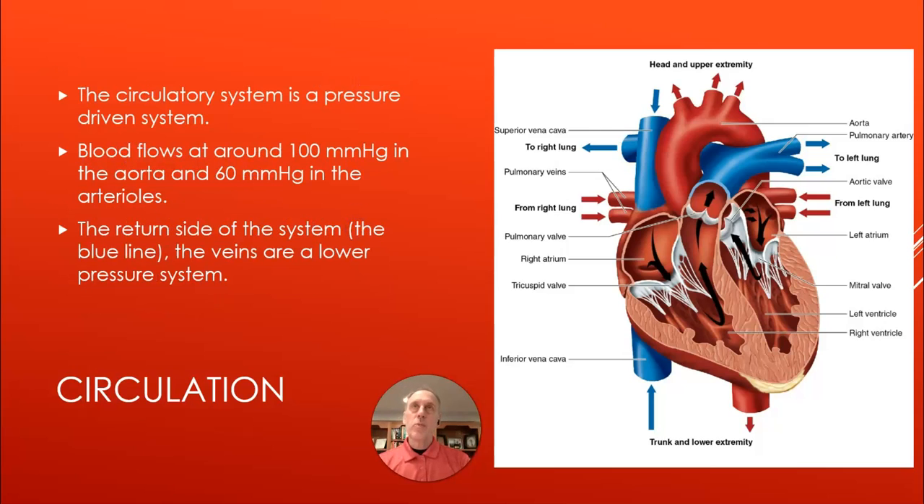So with this, it's a pressure-driven system, and blood flows in terms of millimeters of mercury. In the aorta you have 100 up here, and then 60 in the arterial, on the other side. So the red line has a higher pressure, the blue line has a lower pressure. The red line also has a higher partial pressure of oxygen, and the blue line has a higher partial pressure of CO2.